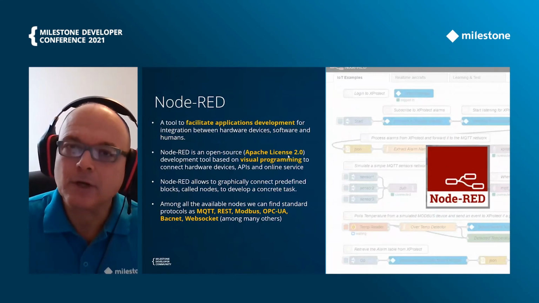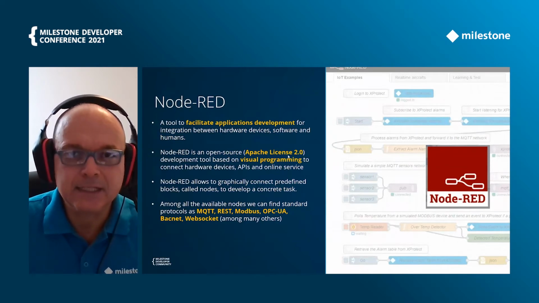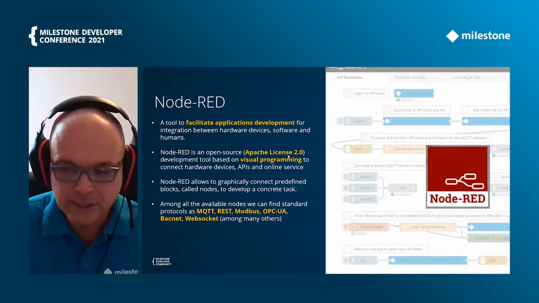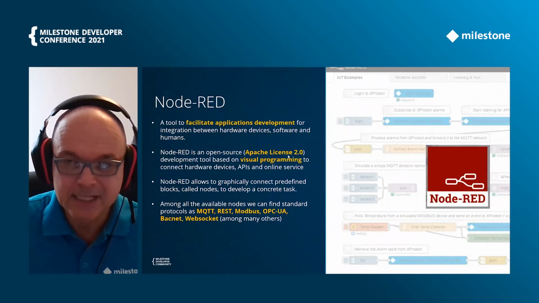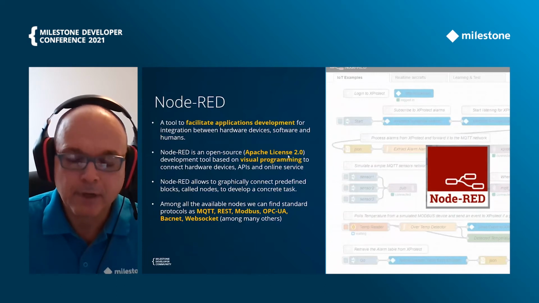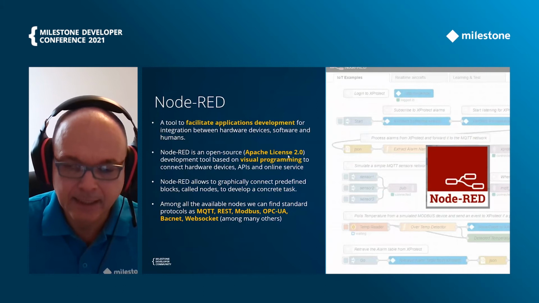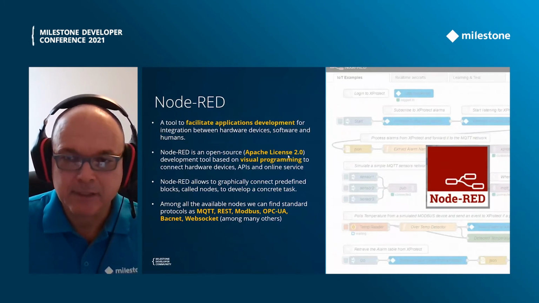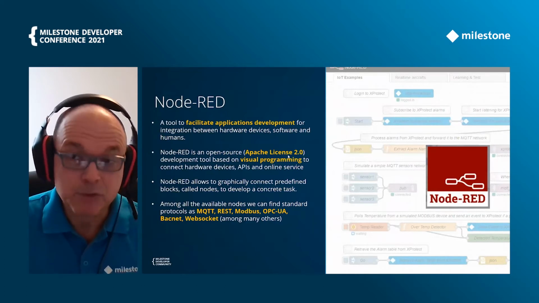So this is the Internet of Things space as we see it. Now let's talk about Node-RED. What is Node-RED? Node-RED is a tool to facilitate application development and allows easy programming, easy design and deployment, to leverage IoT devices. Node-RED has been designed and delivered by IBM. It's a visual programming tool.